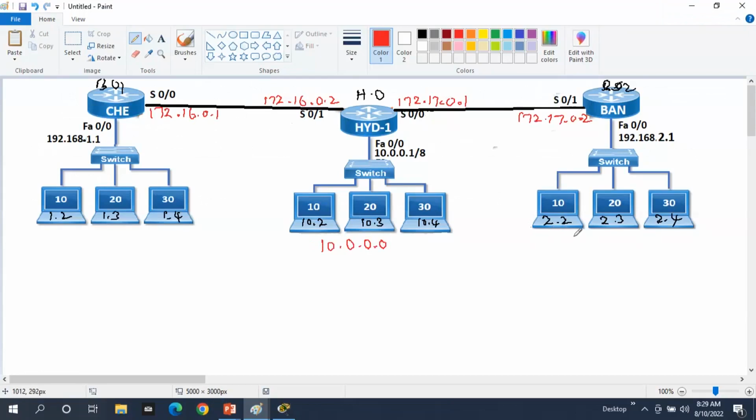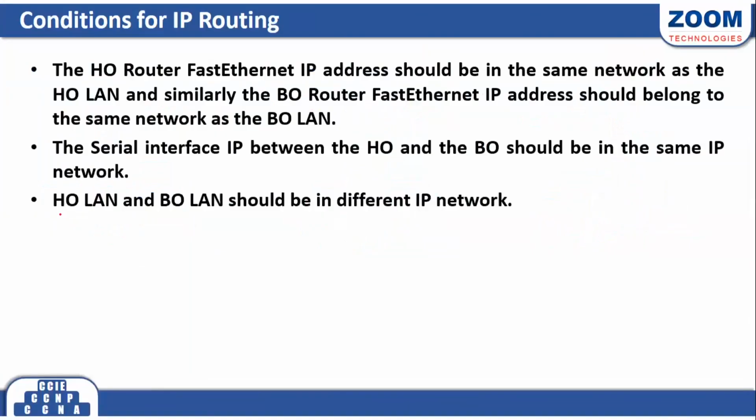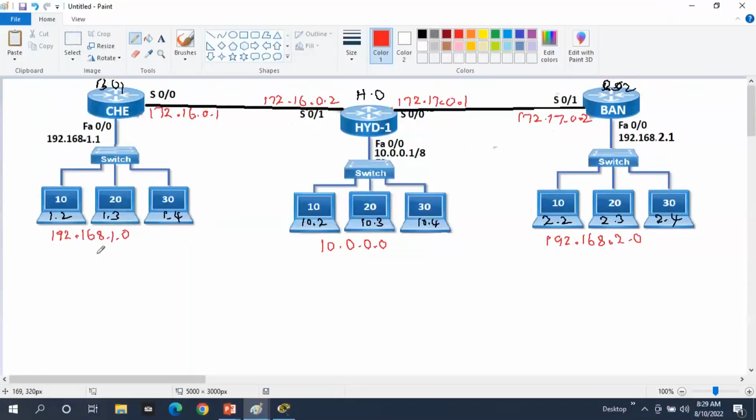10.0.0.0, 192.168.2.0, 192.168.1.0. So the condition is that the head office LAN network and branch office LAN networks should be in different IP networks. Is the condition satisfied or not?